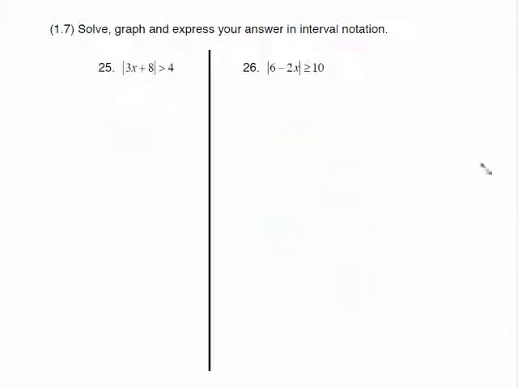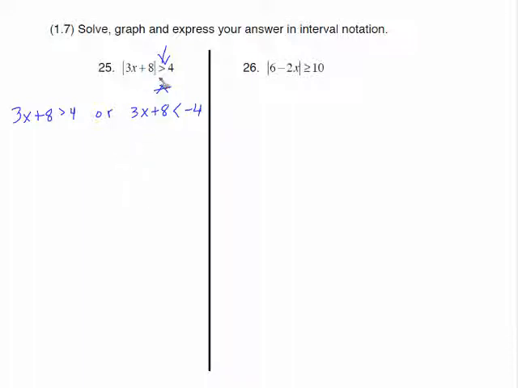Absolute value greater has to be an or setup. You can't use the shortcut thing we just did on the last two problems. Because this is greater, you must set up two separate inequalities with the word or between them. So 3x plus 8 greater than 4, exactly as is, or 3x plus 8, but now it's going to be a negative 4, and because it's a negative 4, we must change that inequality sign. It's kind of like dividing by a negative. So there's your two cases. Common mistake is this right here, people forgetting to change that inequality sign around.